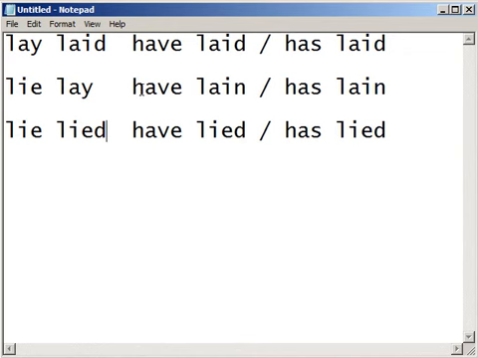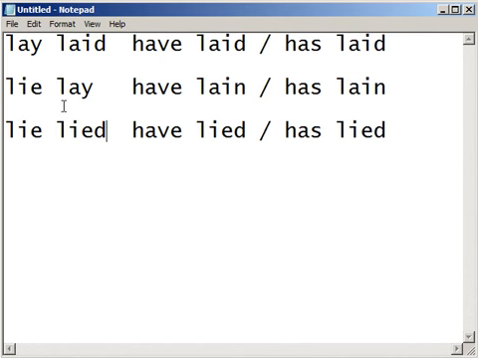So, just to summarize again, it's lay, as in I lay a book on the floor, present tense, or I am laying, to use the progressive tense. I am laying a book on the floor. I laid a book on the floor yesterday. I have laid a book on the floor in the recent past, to use the present perfect.